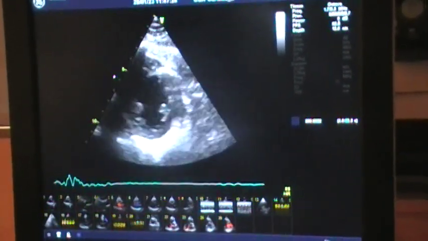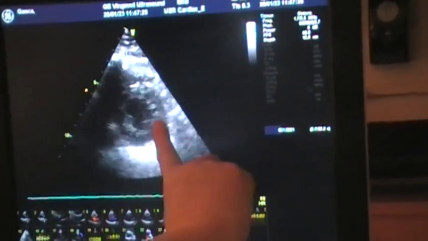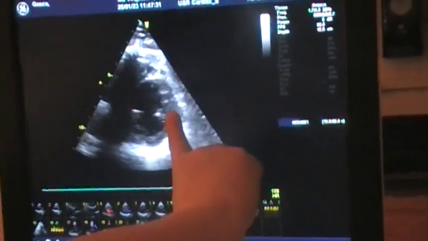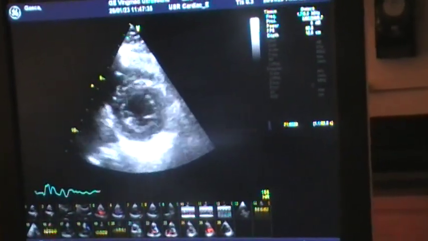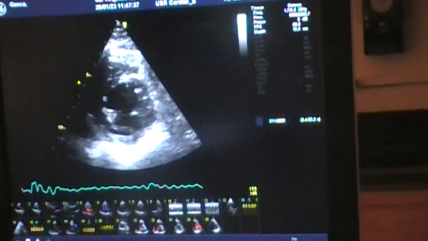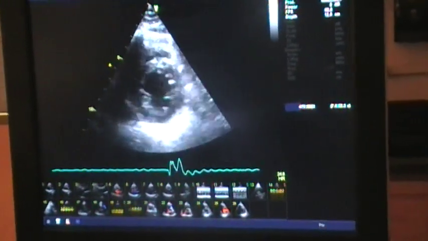Then you're just going to angle down a little bit more. Now this is your papillary muscle level. So this is the posterior medial papillary muscle, and that's the anterior lateral papillary muscle. They're just looking at wall motion here, so you're just going to capture it. Make sure you can see all the walls and that you can see that endocardium really well. So you just watch it for a few beats.